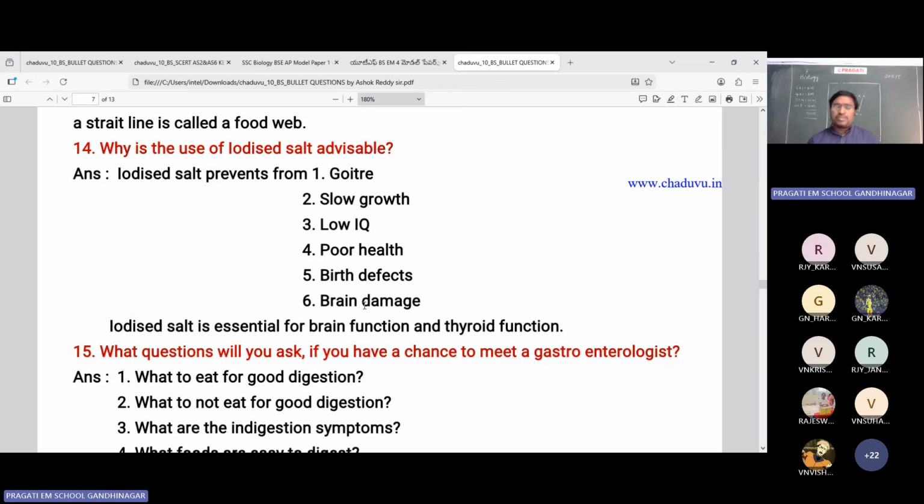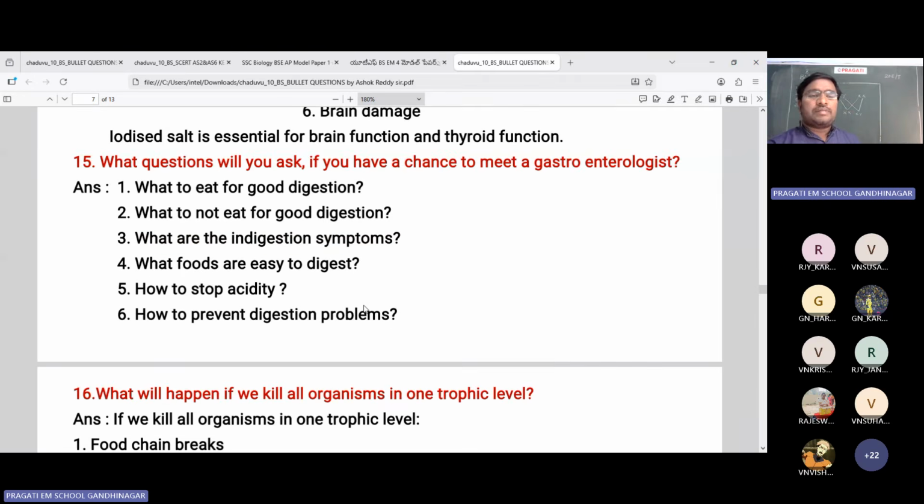Okay, children? So this is also one of the important questions. And the next important question is: if you meet a gastroenterologist, what questions will you ask? If you have a chance to meet a gastroenterologist, who deals with problems related to digestion, indigestion, and liver and pancreas problems, basing on that, what questions will you frame, children?